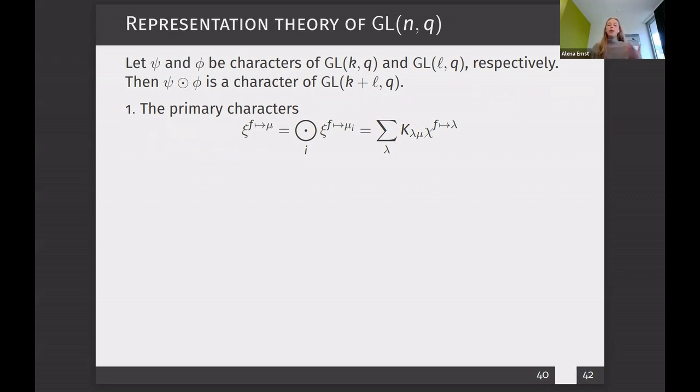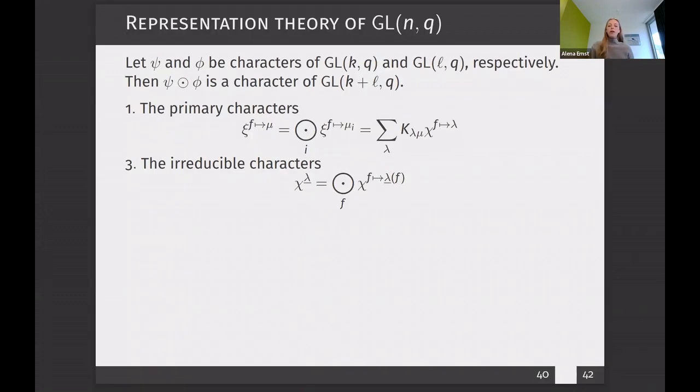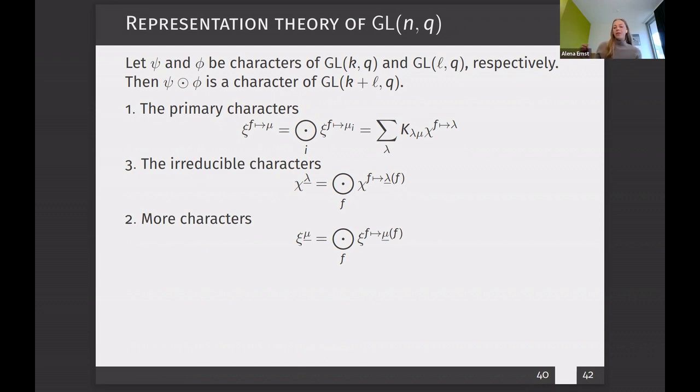Now, since we can construct these psi for every f and every partition mu, this also gives us the irreducible characters, at least for the primary ones. Taking the primary characters, we can define irreducible characters of our bigger finite general linear groups, which is just the product of the primary ones. Now we are nearly done. We still need these xi's for the bigger finite general linear groups, so we also take the product of the primary ones.